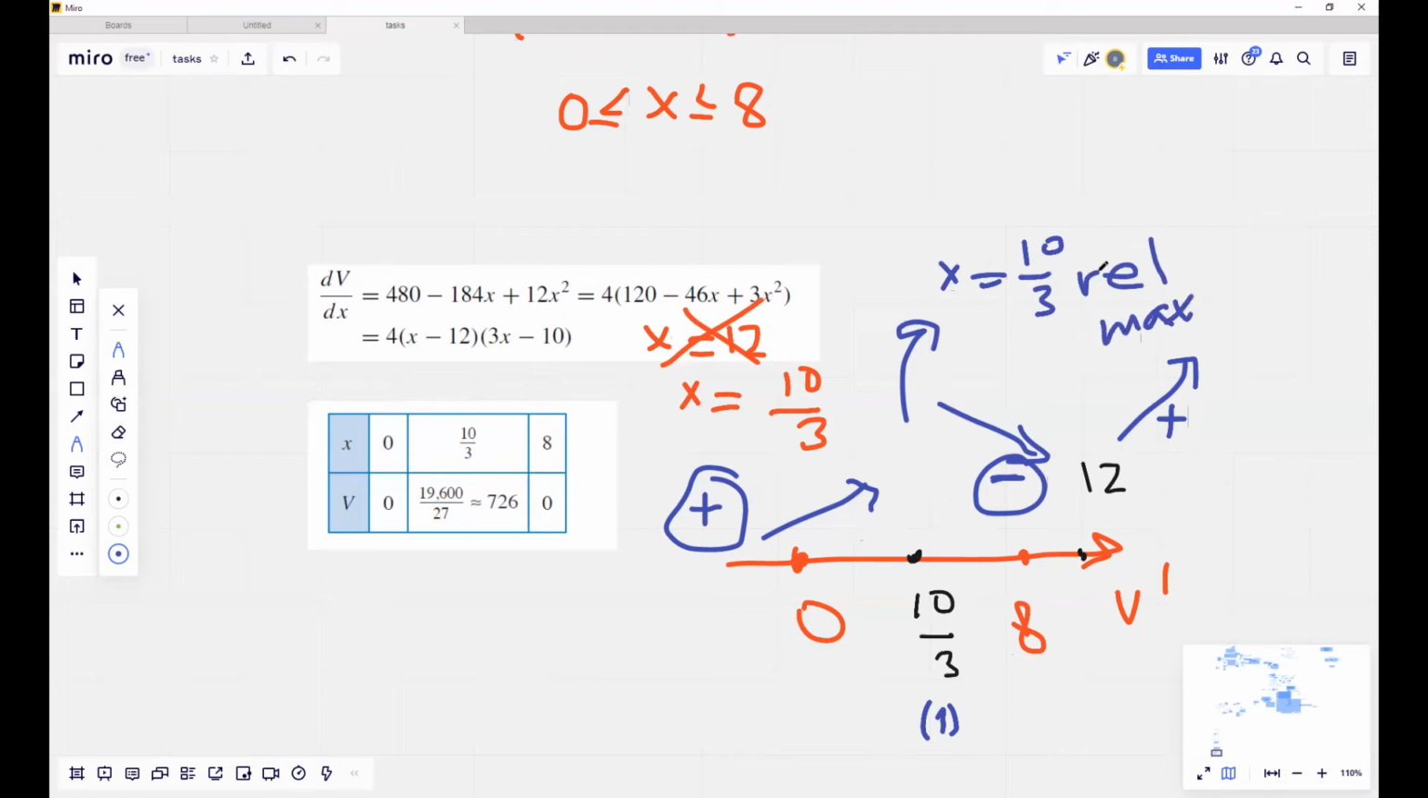Now, this relative maximum is the only relative extremum point on the interval from 0 to 8. There are no other relative extrema points in that interval, meaning that at x equal to 10 over 3, which is a relative maximum point, we will also have the absolute maximum point. So you don't have to calculate the values at the endpoints if you have a single relative extremum point inside of your interval.